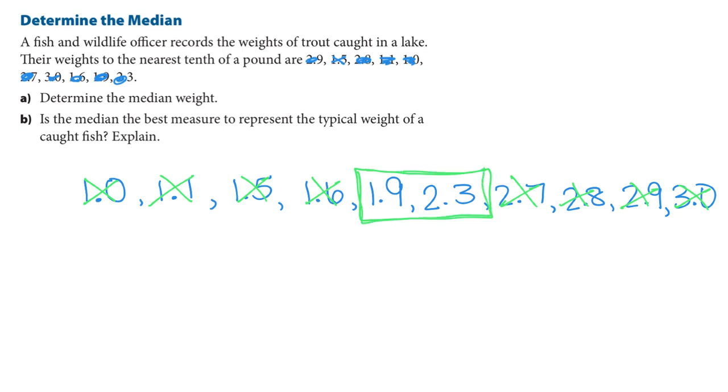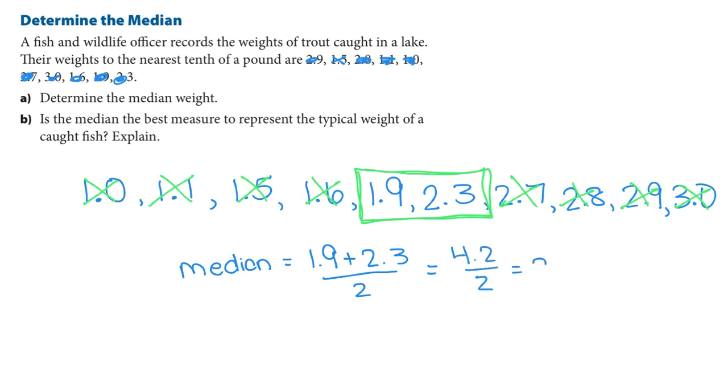In order to actually calculate one median value, I have to find the average of these 2 numbers. So I add them together, and I divide by 2. When I add them together, I get 4.2, and then when I divide by 2, I get 2.1. So the median is 2.1.